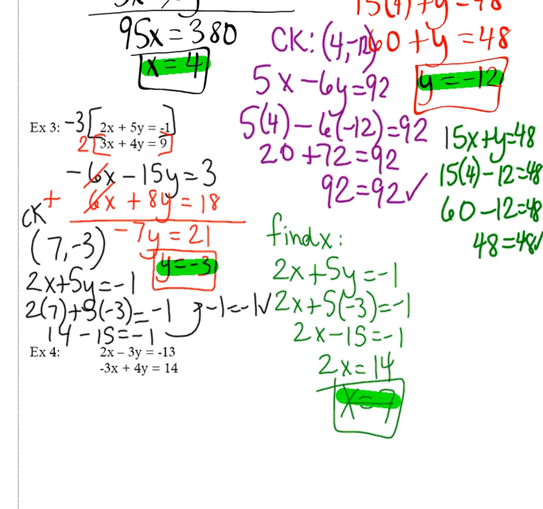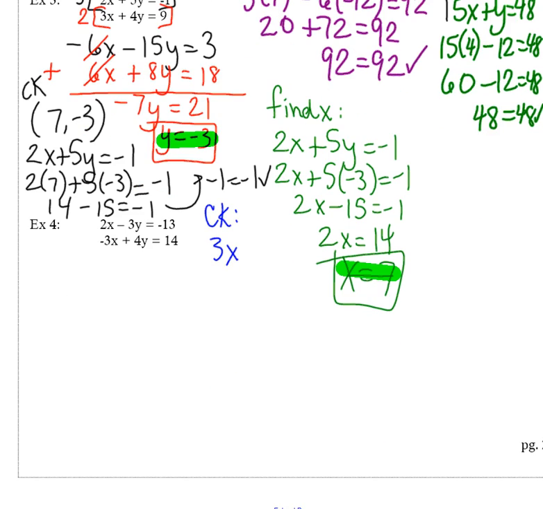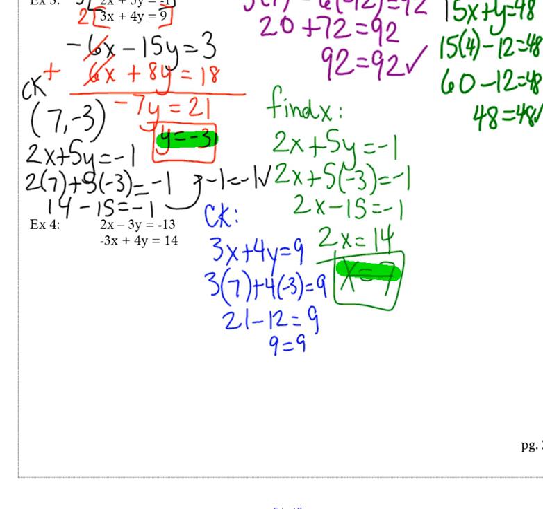Okay, now let's check my second equation. I'll do that in a blue. 3x plus 4y equals 9. 3 times 7 plus 4 times negative 3. Does that equal 9? 21 minus 12 equals 9. 9 equals 9, so it checks. So my point, 7, negative 3, is the solution to this system.